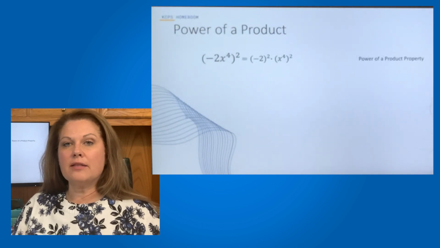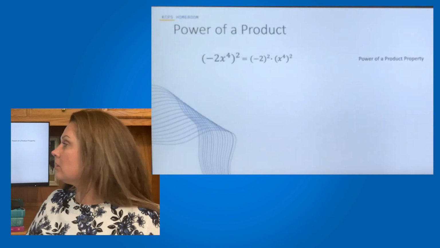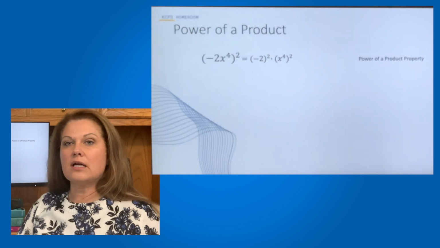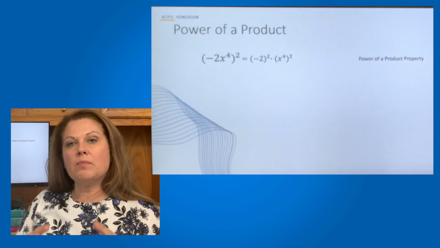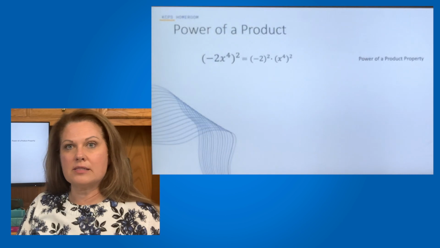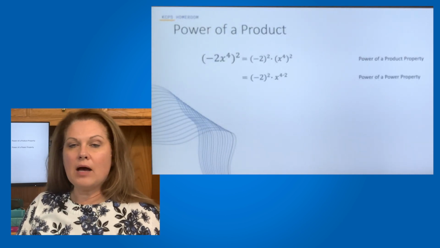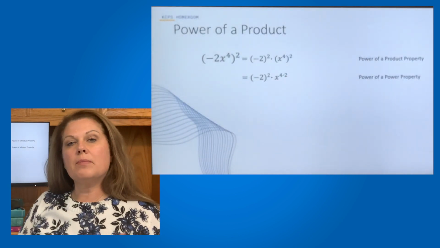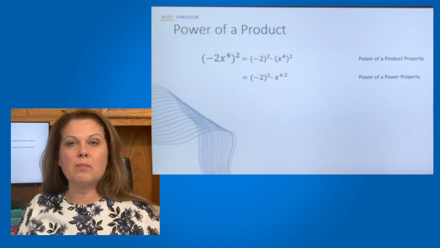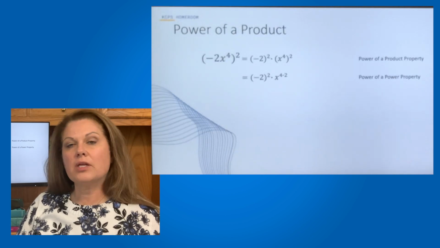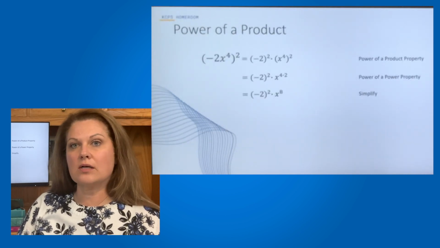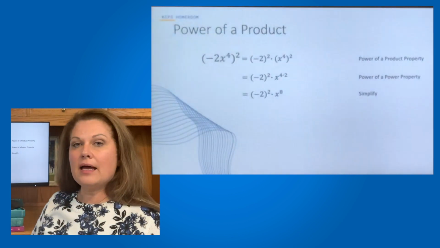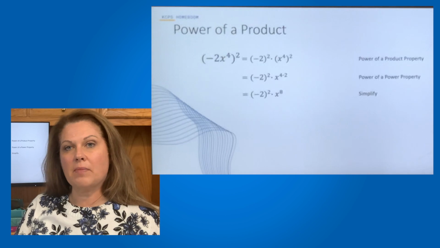So when I apply the power of a product property, I'm going to say negative 2 to the second power times x to the fourth, to the second power. Each of my factors are now in parentheses. My power of a power property says I'm going to work with my variable power first. Because I have two exponents, I'm going to multiply those exponents together. So 4 times 2 is going to be 8. So my exponent on my x is going to be to the 8th power.